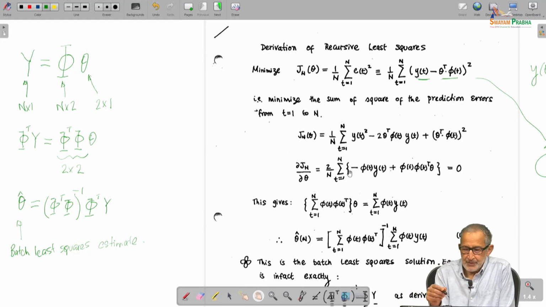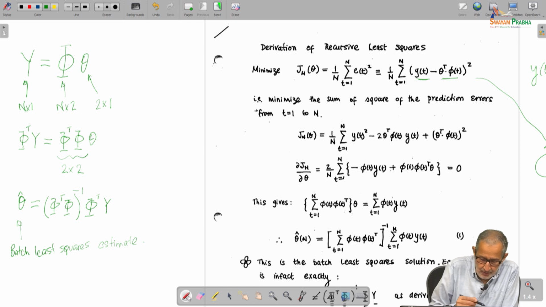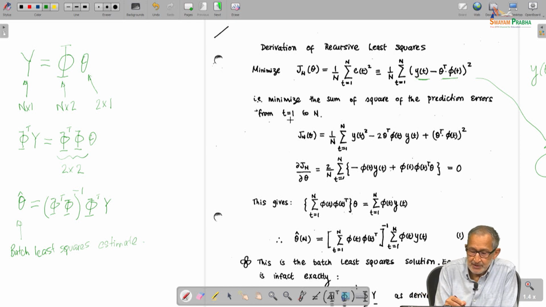So now, if we look at this expression, we want to minimize the sum of the squares of the prediction errors from t equals 1 to n. Let's expand this term. So y t minus theta transpose phi, squared, becomes y t squared, and then this cross term, y times theta transpose phi twice, gives you this expression. This term squared is as shown here.